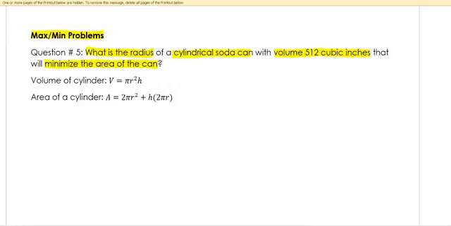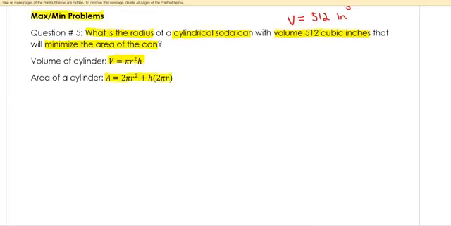Alright, so let's go ahead and collect some information from this problem here. The first thing I'm going to recognize is that I have a volume of 512 cubic inches, so that's going to be inches cubed. And the good thing about this question is I'm given two formulas, the area and volume of a cylinder. So a cylinder looks like this: a circle on the top with the sides there and a circle on the bottom.